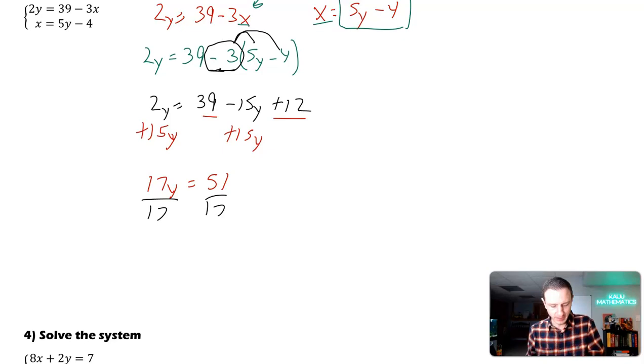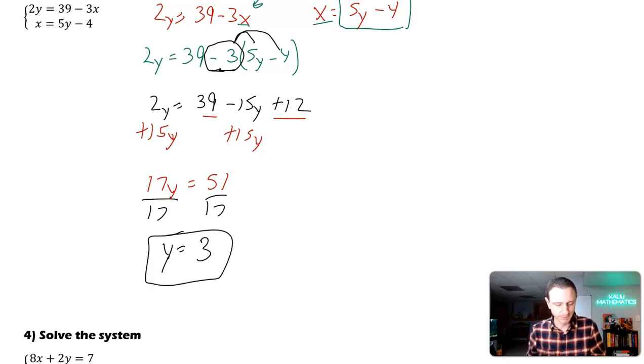Divide by 17, because we got to get y by itself. So that's going to be, I think, 3. Yeah, 3. Y equals 3. So I get a y value of 3.